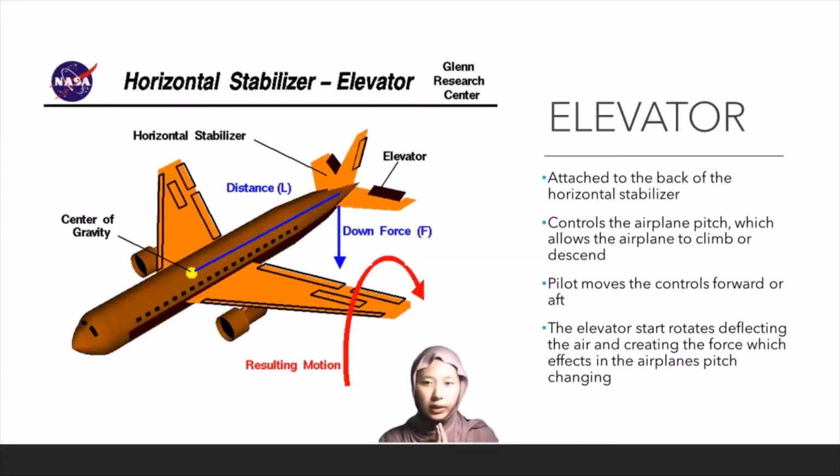Next, the primary flight control is the elevator. The elevator is attached to the back of the horizontal stabilizer, as you can see on the screen. The function of the elevator is to control the airplane's pitch, which allows the airplane to climb or descend. When the pilot moves the controls forward or aft, the elevator will rotate and deflect the air. Hence, it creates a force that changes the airplane's pitch. That is how the elevator works.